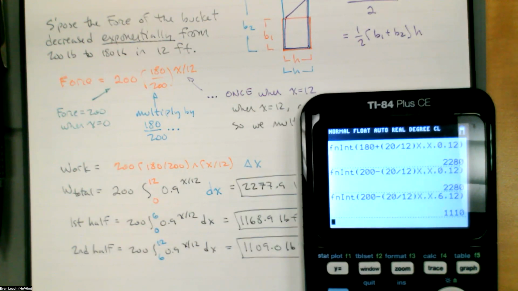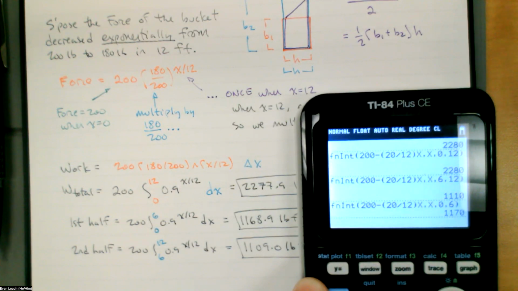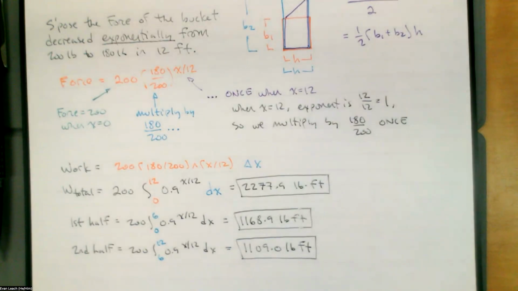Now, if we integrate from 0 to 6, or 6 to 12, 1110, and from 0 to 6, did I just not make the point that I wanted to make? Well, I'm clearly thinking about something wrong. Dang it. That made so much sense this morning when I was thinking about talking about this.